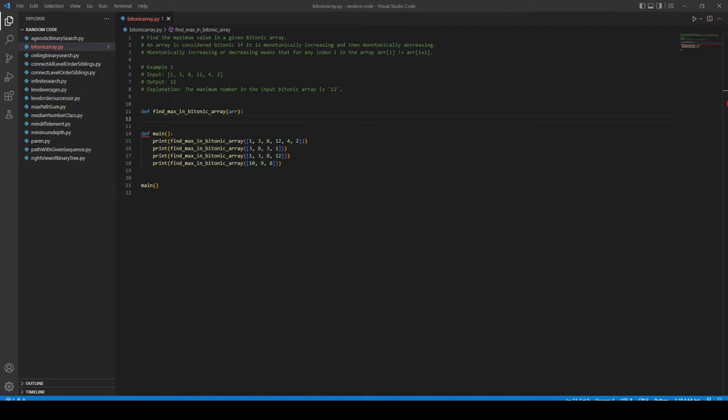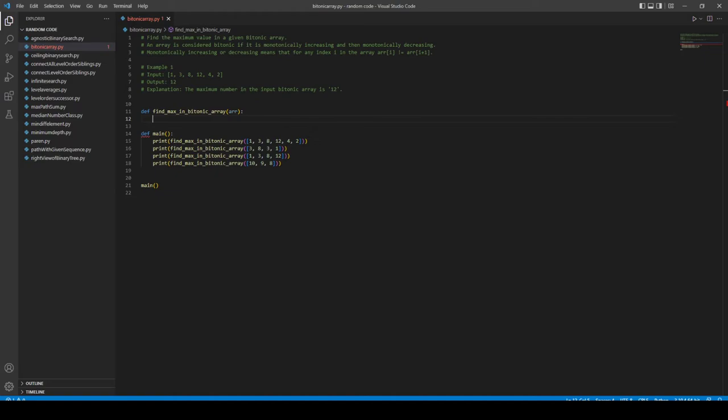Monotonically increasing or decreasing means that for any index i in the array, array[i] does not equal array[i+1]. So in this example, we see this first part is monotonically increasing because it's always increasing, and this last part is monotonically decreasing because it keeps decreasing.